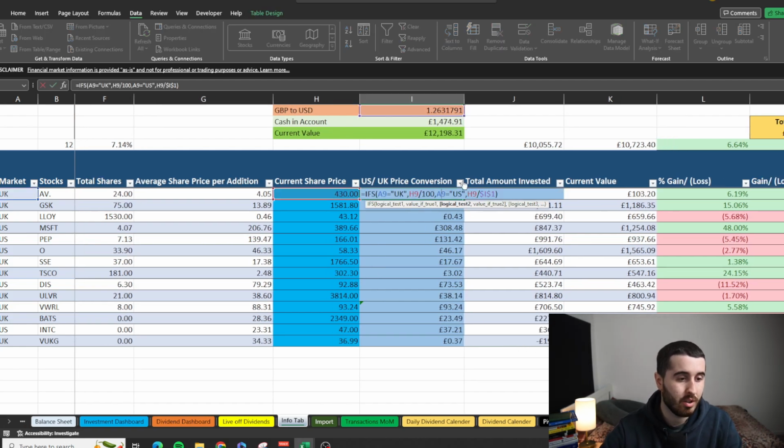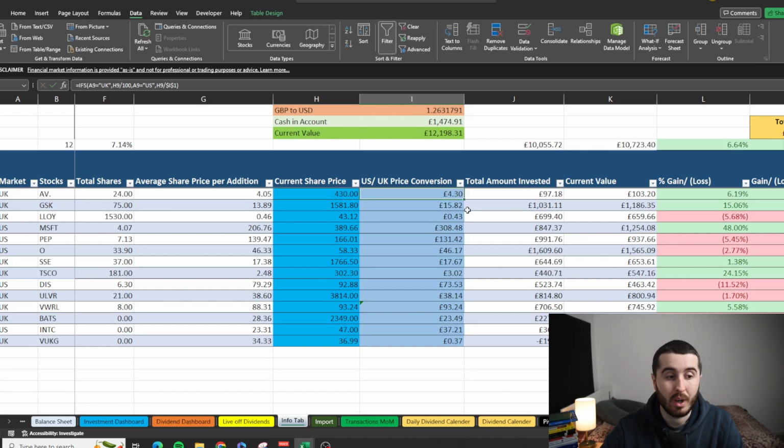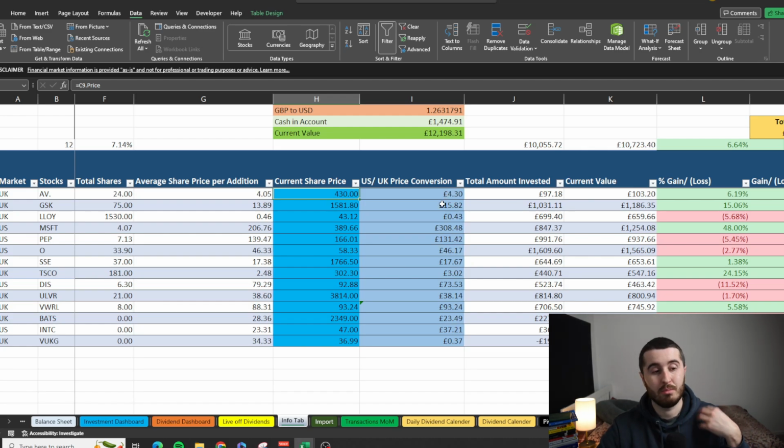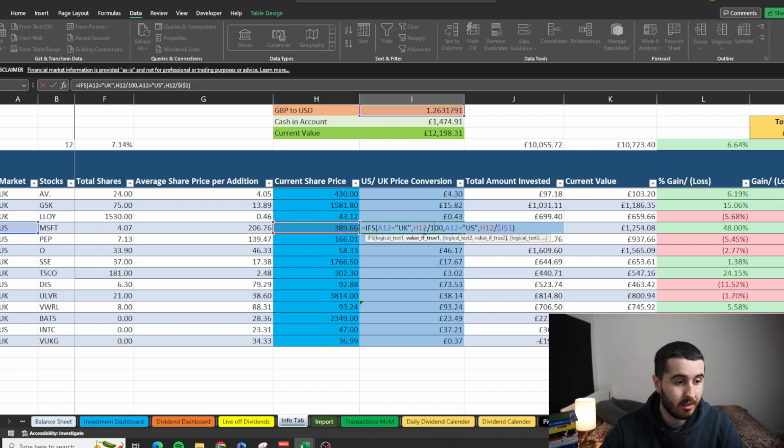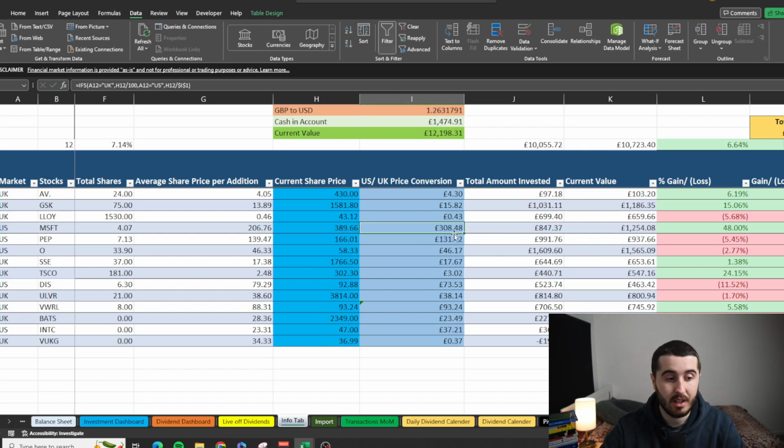And then the US UK price conversion basically goes, if it's from the UK, divide it by 100, right? Because I want it in pounds and pennies. I don't like looking at it in pennies. I don't like going 430 pence. I like saying £4.30. This is just for my personal viewing. You can change it if you like it in pennies. And then if it's a US stock, so if we look at Microsoft here, it says if it's US, it divides it by the conversion rate that we just input there, so that it converts it into the pound value.